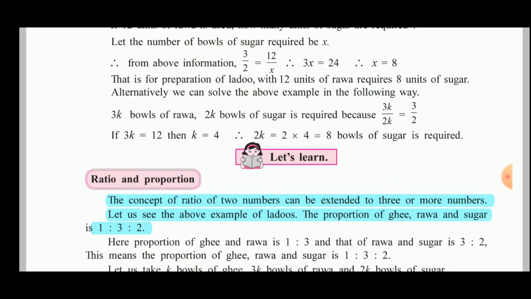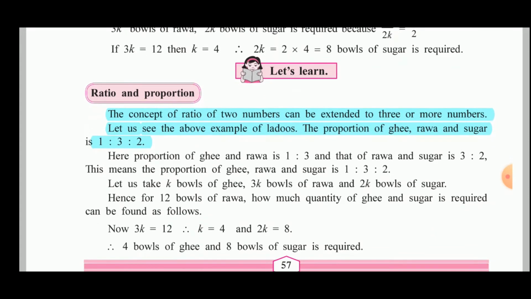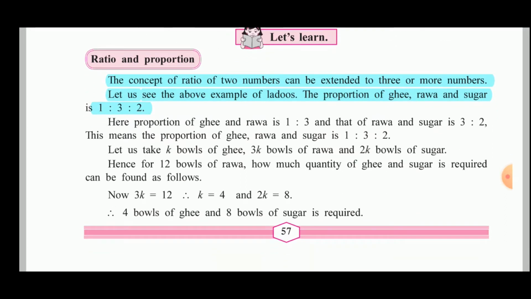Now, we have learned sums of these types in the lower classes. Now, let us see this ratio and proportion concept. The concept of ratio of two numbers can be extended to 3 or more numbers. Let us see the above example of laddus. The proportion of ghee, rava and sugar is 1:3:2. Hence the proportion of ghee and rava is 1:3 and that of rava and sugar is 3:2. This means the proportion of ghee, rava and sugar is 1:3:2.